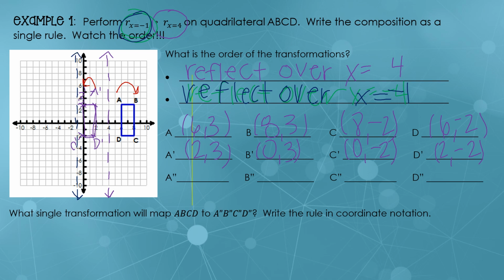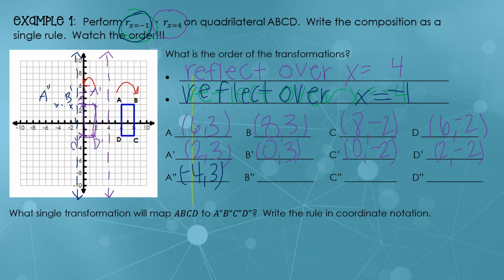And then I'm going to do the same thing that I just did. I'm going to take A prime, count to x equals -1. It is 3 units to the right, so I'm going to go 3 units on the left side. And when you do a double transformation, you would say a double prime. And that puts it at -4, 3. B prime is 1 unit to the right, so we're going to go 1 unit to the left.